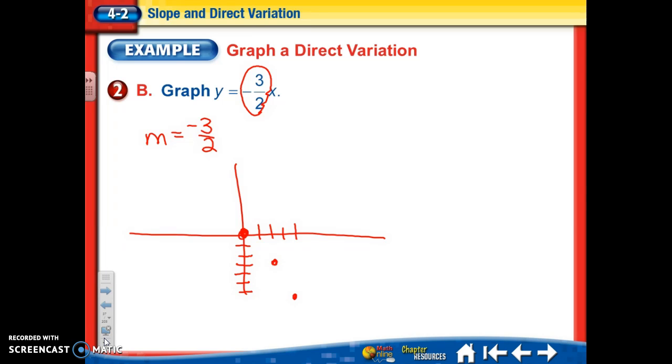You want to try to count consistently. If you run out of room like I have here and you want to go the other way, your negative sign can flip-flop back and forth. So I could do that as 3 over -2. So I could go up 3 and run backwards 2. And that's the equation of that line. So that is a direct variation there.